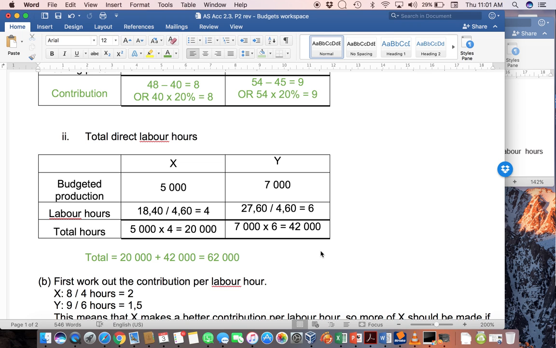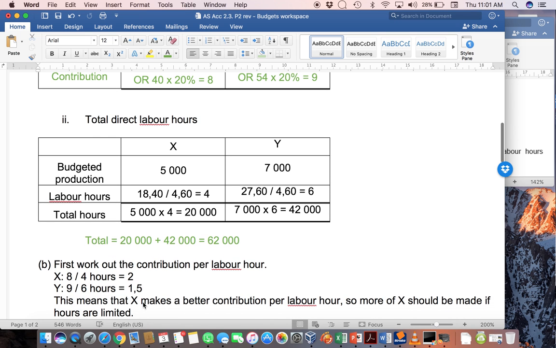So if we have a look at this as a ratio, you can then see that the contribution of $8 to 4 hours means actually there's a contribution of $2 per hour that you use for product X, but product Y, you only get a contribution of $1.50 per labor hour.